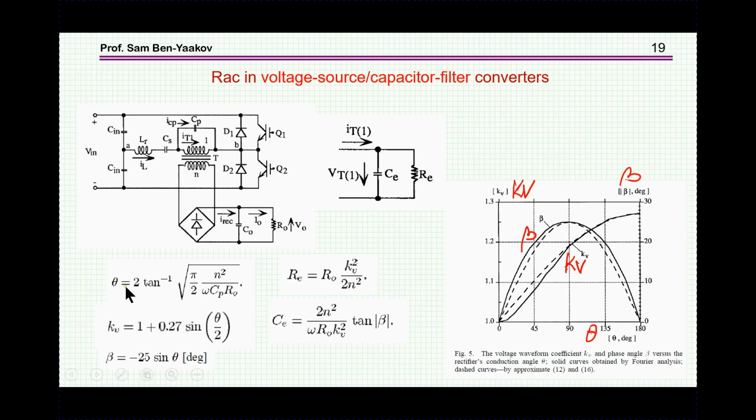We have first of all an expression for theta, 2 arctangent of the square root of this thing. Then we have beta, which is the phase shift, and it can be approximated. These are not exact analytical solutions, but approximations. As you can see here, for beta, the actual solution is one line, while the broken line is the approximation.